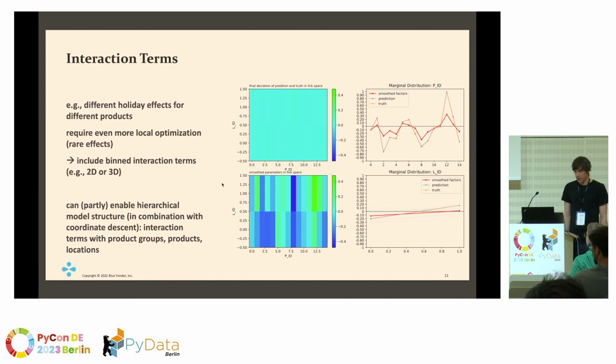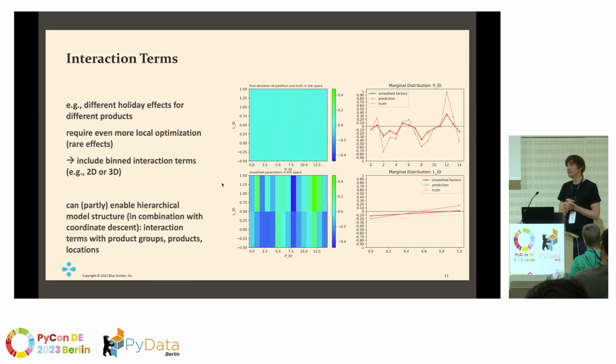With that, you can learn even more rare effects, of course. And you can do this in higher dimensions as well: 3-dimensional, 4-dimensional. It depends on the data you have. If you have enough data, you can go pretty complicated here and get a very complicated model, but this then also means that you are collecting variance, of course.